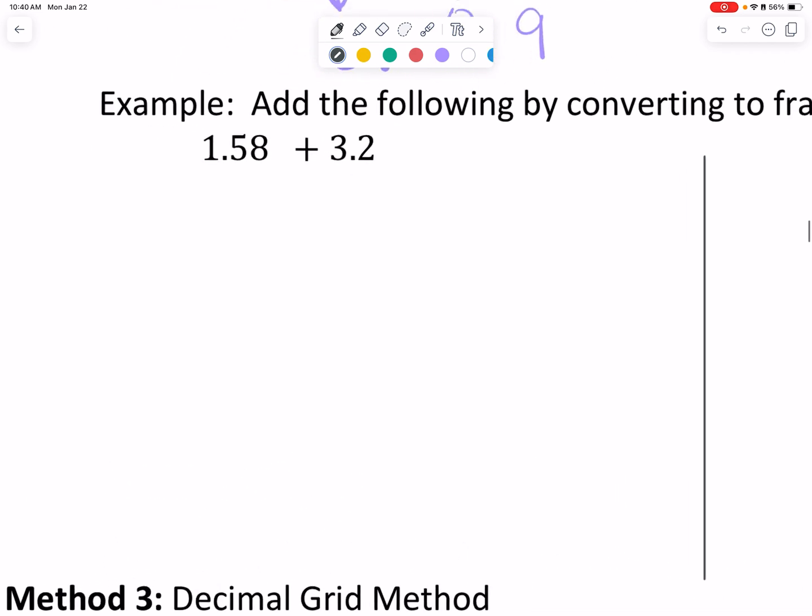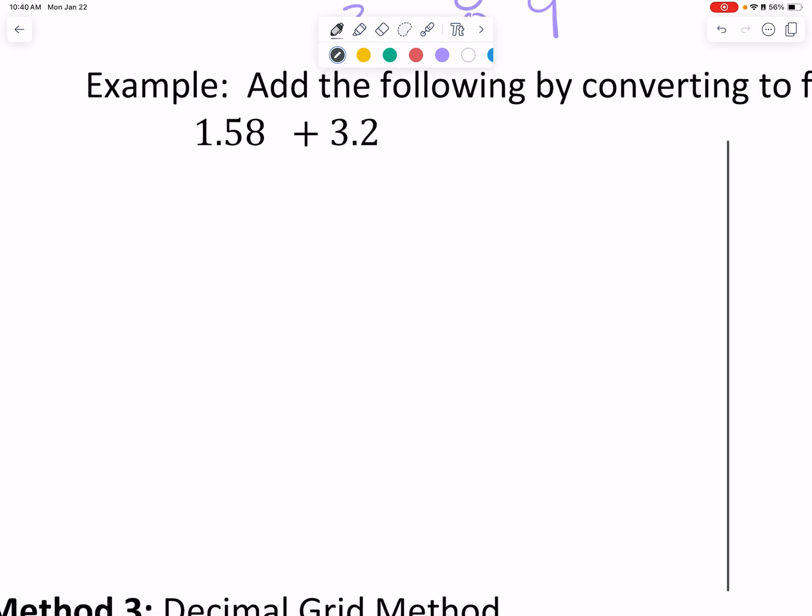All right, so let's look at this example on the left. It says add the following by converting to fractions. So I'm going to use the place value of each of these numbers to convert it. So I'm going to do 1.58 or 1 and 58 hundredths. That's going to be the whole number 1, plus, well, since 5 is in the tenths place, that's going to be 5 tenths, plus the 8 is in the hundredths place, so that's going to be 8 hundredths. So that is that number written out in expanded form with fractions.